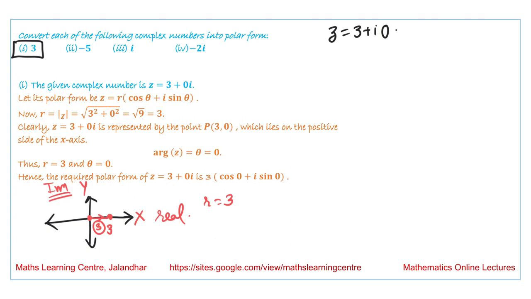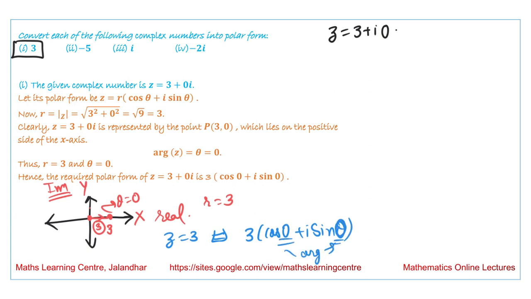And the value of theta that we will have over here, it lies on the x-axis. So the value of theta we have over here is 0. So we can write the polar form of this number. The polar form of the number z is equal to 3. This is equivalent to writing 3 into cos 0 plus iota sine 0, where 0 is the argument and 3 is the modulus.